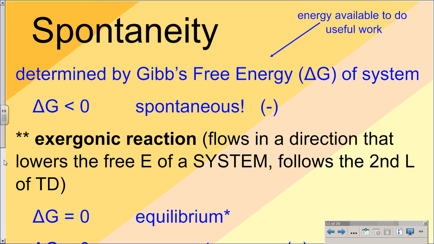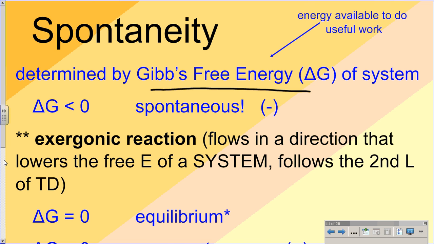Spontaneity is related to enthalpy, related to entropy, but it has a letter, a variable that goes with it, called G, which is called Gibbs free energy. This is our third and final one that we're talking about. So the definition of Gibbs free energy is energy available to do useful work. So it definitely relates back to the overall internal energy we talked about, because that was related to work. But we label it delta G, or G.